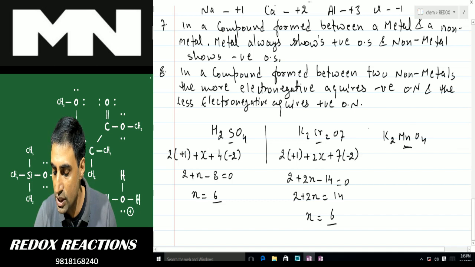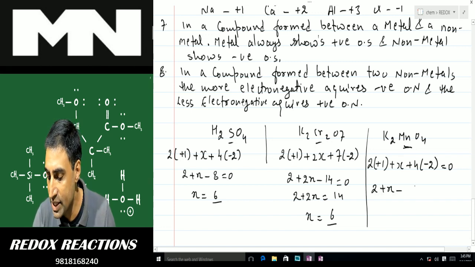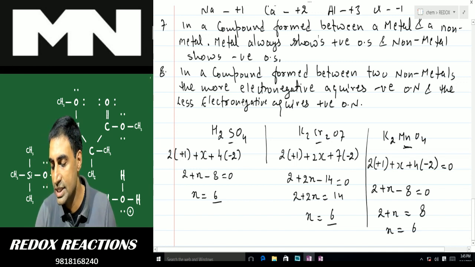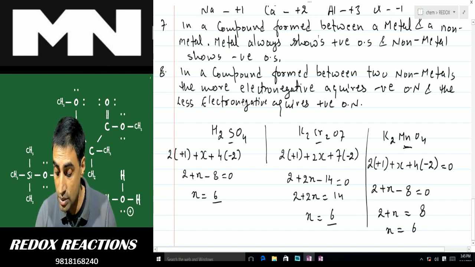Likewise, in the next one, 2 into +1, because potassium is a first group element and they exhibit an oxidation state of +1 only, plus X plus 4 into -2 is equal to 0. That is 2 plus X minus 8 is equal to 0. X is equal to 6. So in this case, K2MnO4, you are getting an oxidation state of +6. This is how you can calculate oxidation number.